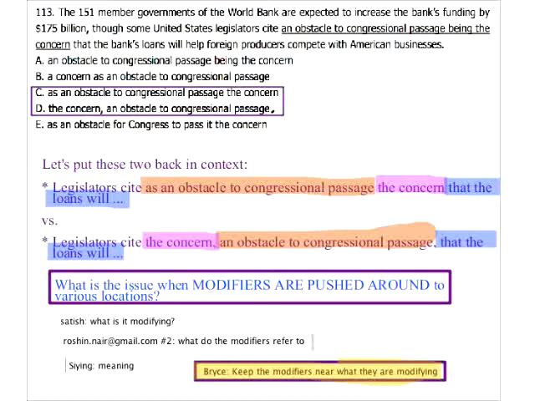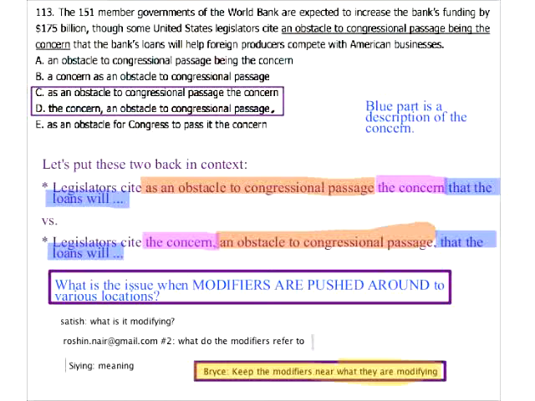So let's look at what the stuff is talking about here. What is this blue thing describing? What is that the loans will blah, blah, blah? What is that blue modifier an elaboration on? It's describing the concern. That's what people are concerned with. So the blue part is a description of the concern.